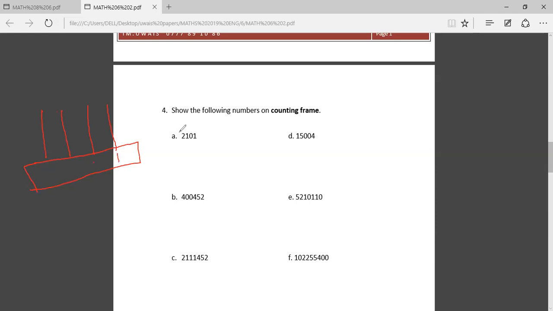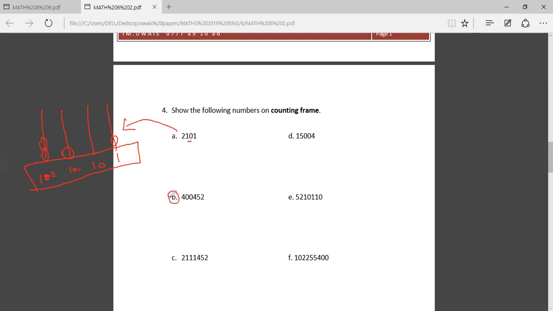Now put the beads. In the hundreds rod, you can put two beads. The next one, one. Next one, no need to put beads because there's zero. Last one, one. This is the number. This is the A question.